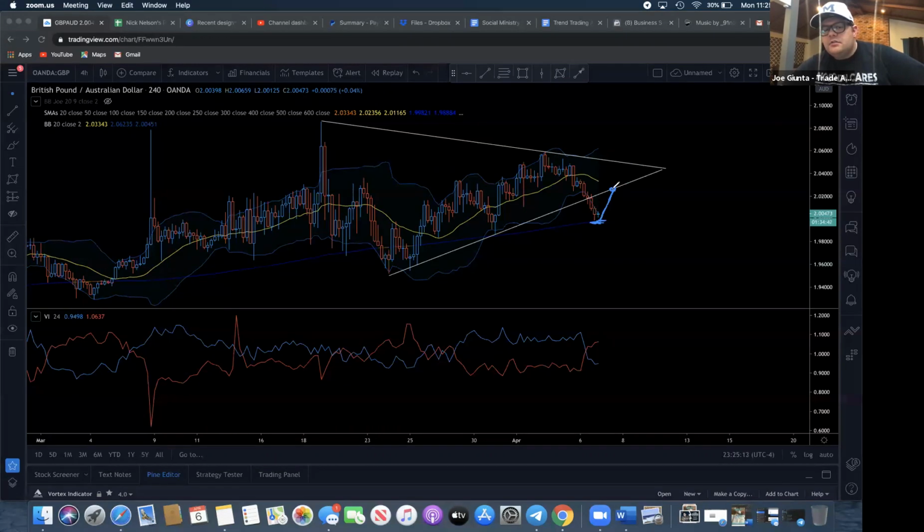Confirmation right here. Let me see where this is. Let me see what my bands look like. Let me see where my moving average is, right? And then the drop. This is the move we want. That's the move we want.